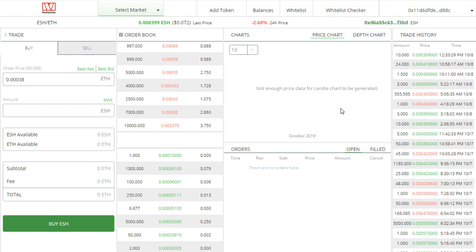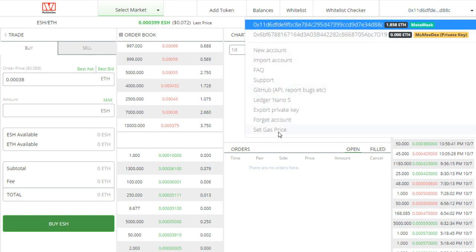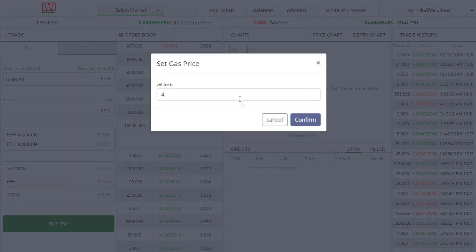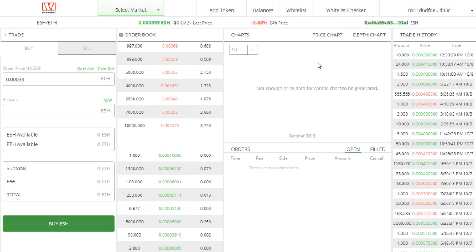Just keep in mind that since everything is done directly on the Ethereum blockchain, it can take a few seconds for the transaction to execute. If you want a transaction to be done or executed immediately, you can increase the gas price. I'm already a big fan of this DEX.